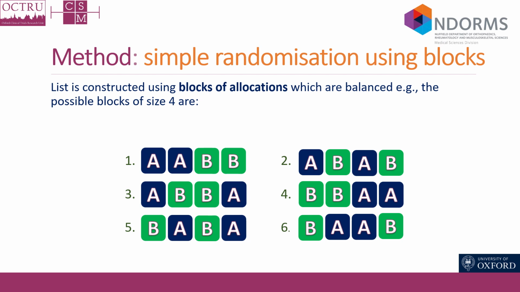Here we have an example of block sizes of 4, and if a block size is fixed and known, it can lead to predictability of allocation. But to prevent this, trials often use variable block sizes of different permutations. So for example, instead of using just a block of 4, they may use a block of 2, block of 4, a block of 6, and conceal what these are. These blocks may be used variably, so they're permuted blocks.